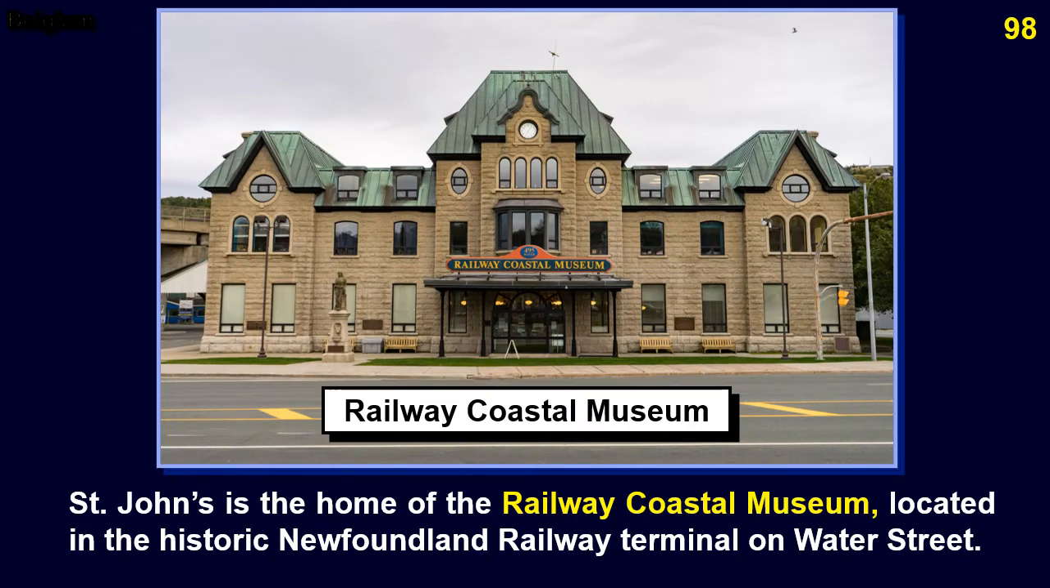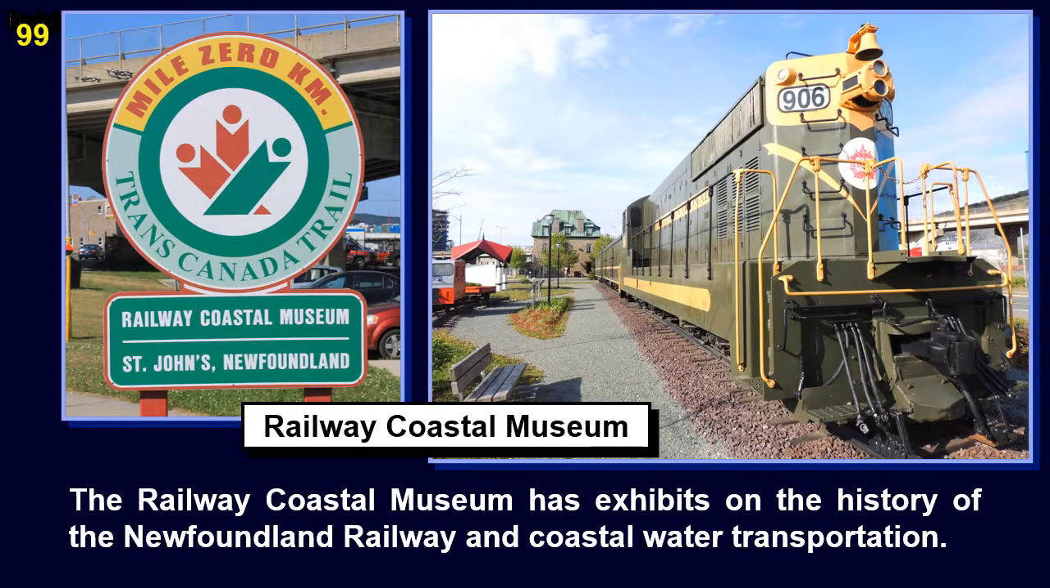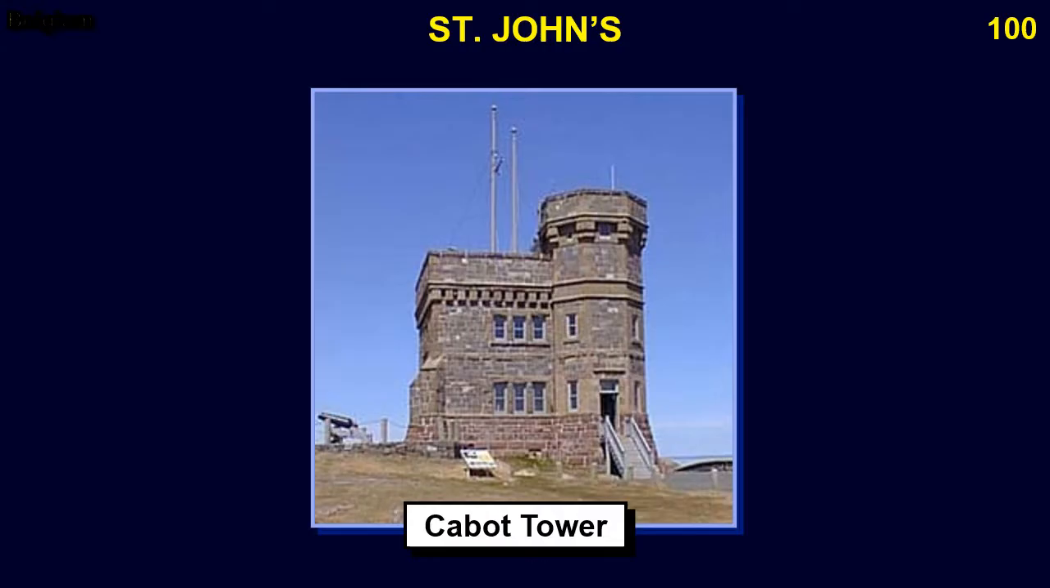St. John's is the home of the Railway Coastal Museum, located in the historic Newfoundland Railway Terminal on Water Street. The Railway Coastal Museum has exhibits on the history of the Newfoundland Railway and coastal water transportation in the province. This is the Cabot Tower in St. John's.